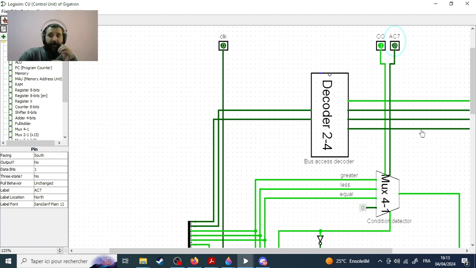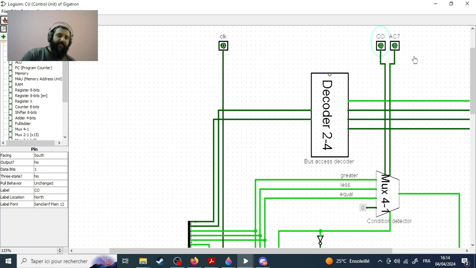You have to understand that we have only three possibilities for C and AC. We have 0, 0. We have 0, 1. 1, 0, but never 1, 1. 1, 1 is an impossible case. That means that at the same time, AC is equal to 0 and it is negative. It is impossible, logically, to get negative and 0 at the same time.